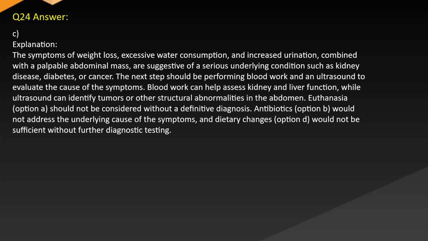Answer: C. Explanation: The symptoms of weight loss, excessive water consumption, and increased urination, combined with a palpable abdominal mass, are suggestive of a serious underlying condition such as kidney disease, diabetes, or cancer. The next step should be performing blood work and an ultrasound to evaluate the cause of the symptoms. Blood work can help assess kidney and liver function, while ultrasound can identify tumors or other structural abnormalities in the abdomen. Euthanasia, option A, should not be considered without a definitive diagnosis. Antibiotics, option B, would not address the underlying cause of the symptoms, and dietary changes, option D, would not be sufficient without further diagnostic testing.